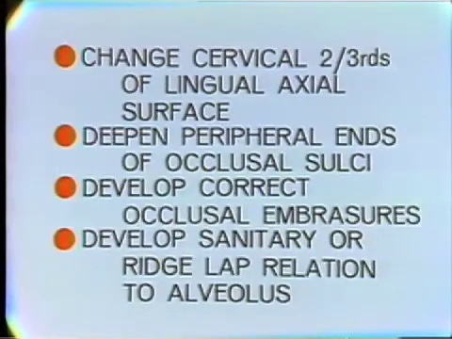to improve the spillway effect of these for the occlusal surface, the development of the correct occlusal embrasures, and finally the development of a sanitary or a ridge lap relation to the alveolus. In this particular case, we will develop the ridge lap type of adaptation.